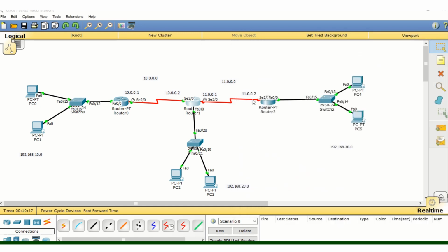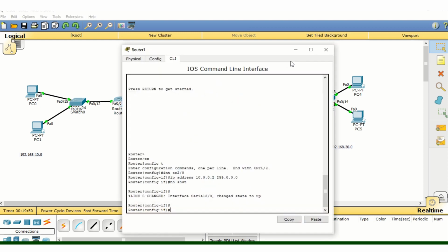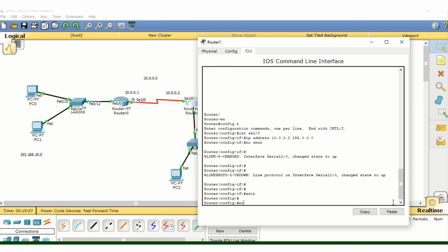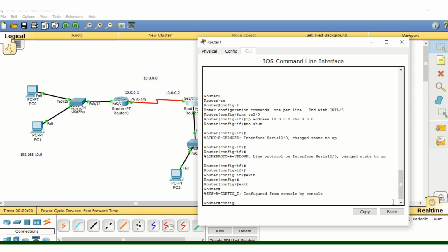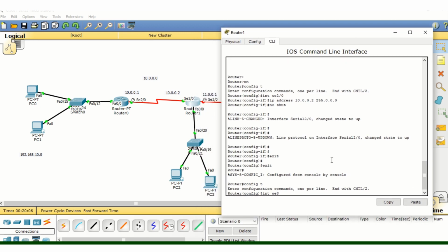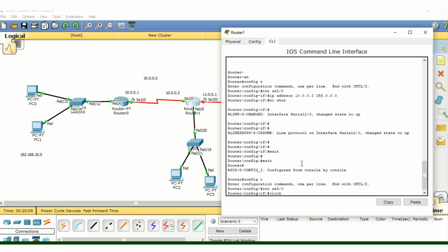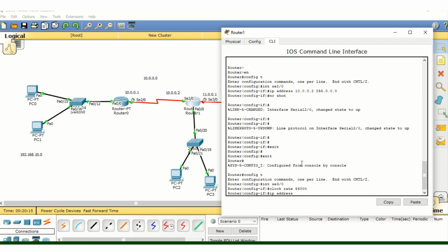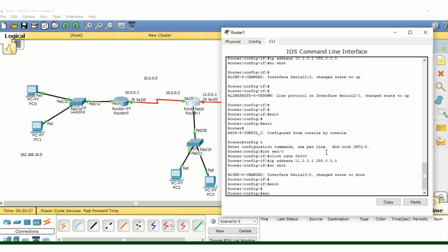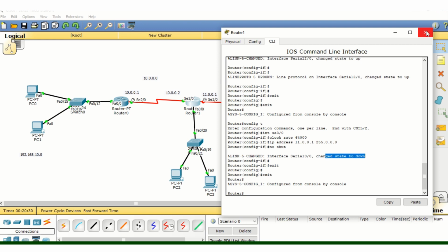The same we are going to do on the same router for the other serial interface. Config t, interface SE3/0. There is a clock here, so we are going to give the clock rate as well, 64000. Then the IP address for this interface is 11.0.0.1 and subnet mask 255.0.0.0. No shut. Exit. The state is not up because we have configured only one side of the serial interface.